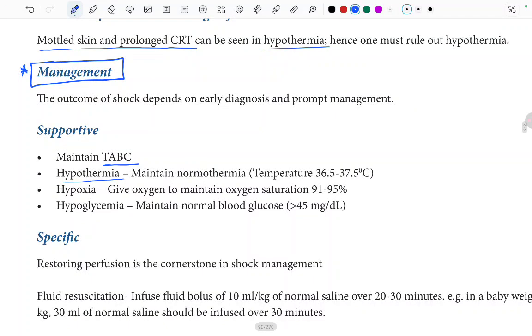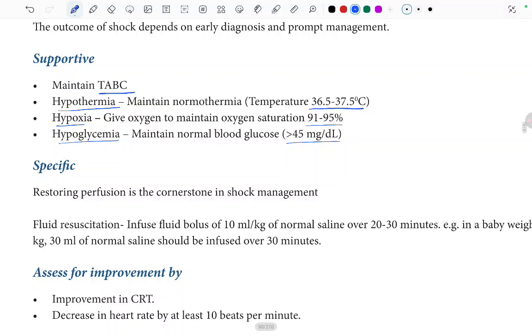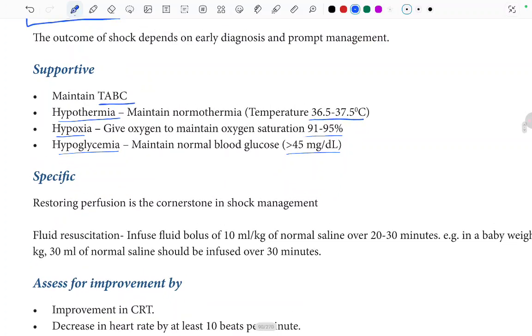For hypothermia, maintain normothermia, temperature between 36.5 to 37.5 degrees Celsius. For hypoxia, give oxygen to maintain the oxygen saturation between 91 to 95%. For hypoglycemia, maintain the normal blood glucose at more than 45 mg per deciliter. So this is all about temperature, airway, breathing and circulation: we have to maintain the temperature, the oxygen saturation and the blood glucose. Now this was all supportive treatment.